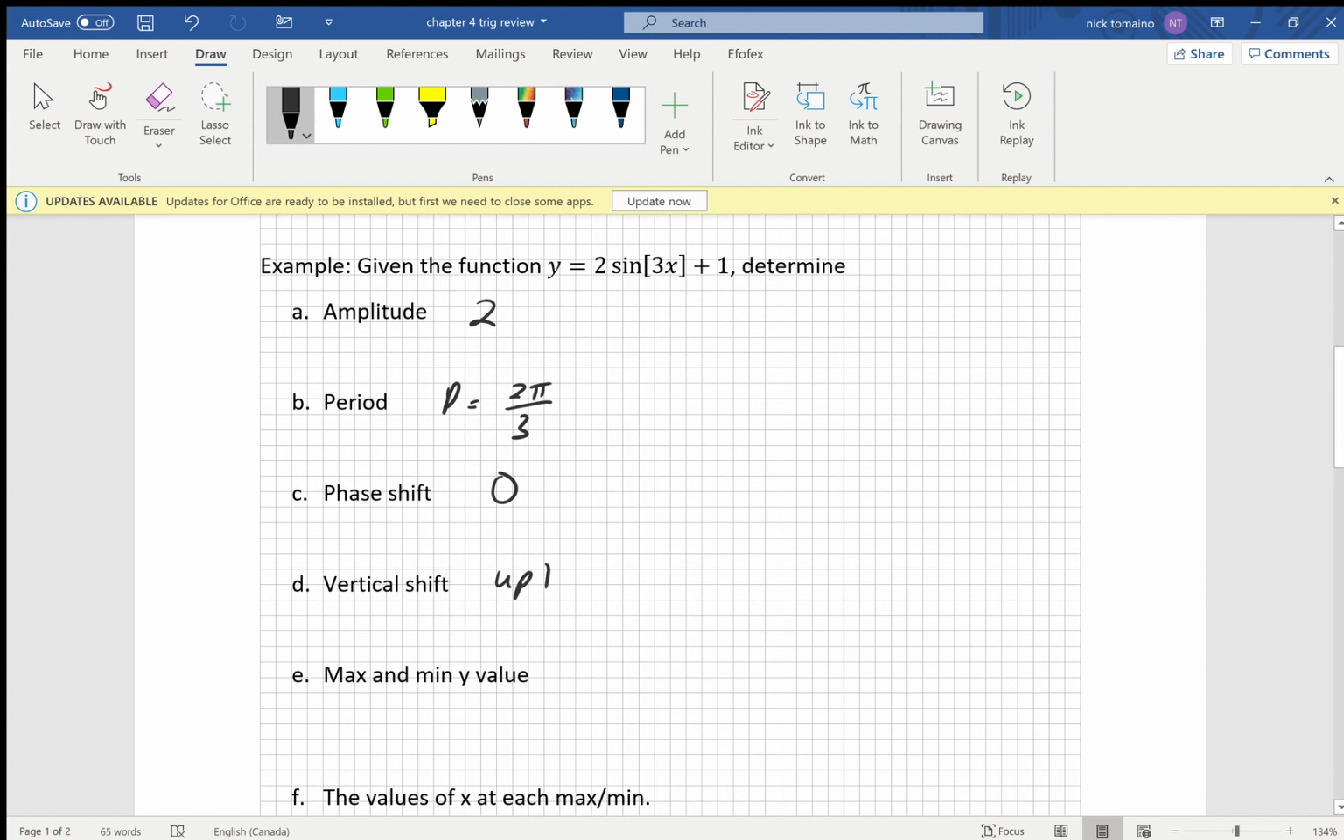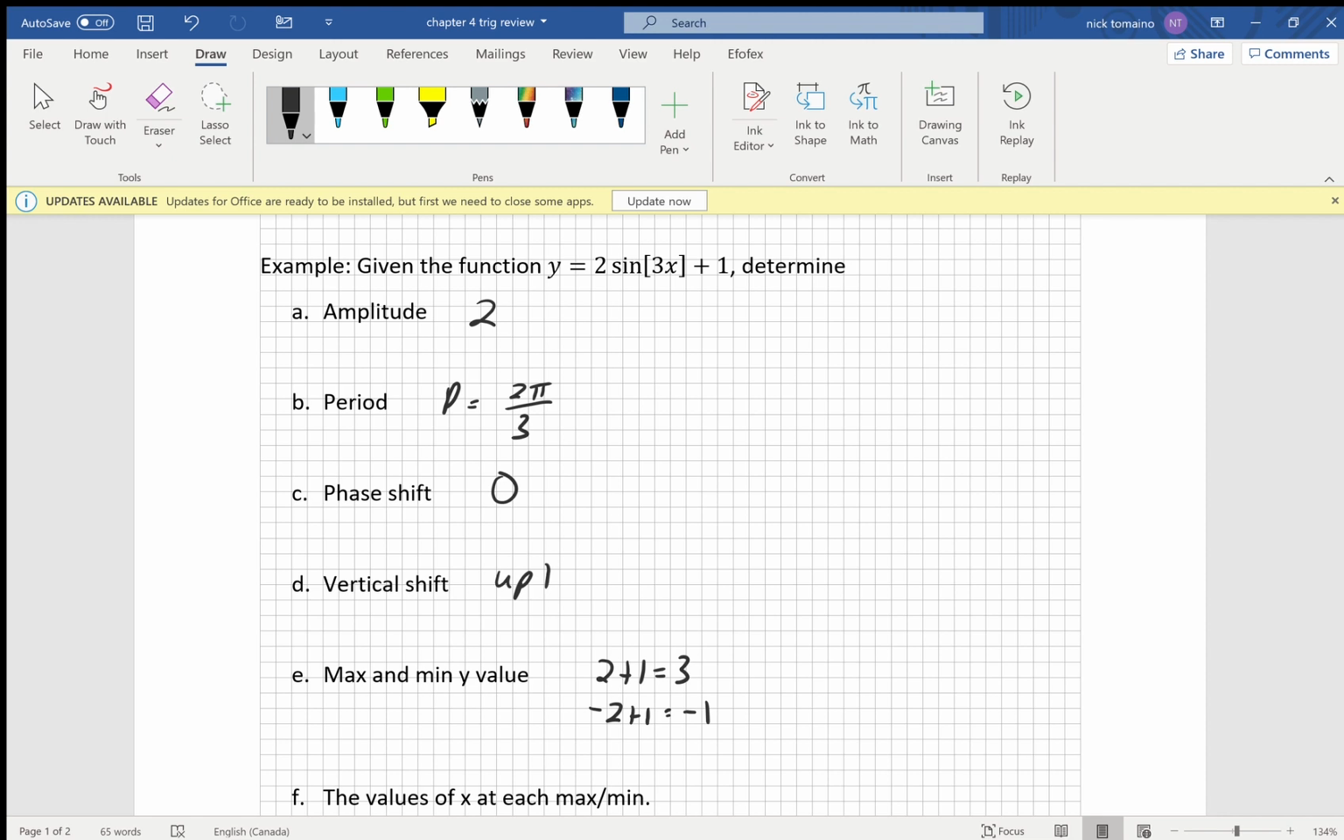So now we're looking at the max and min y values. If we just ignore the 1, the amplitude is 2, which means that the curve goes 2 above and 2 below the x-axis. So we're adding 1, we're shifting it up 1. So the new max is going to be at 2 plus 1, and then the new min is going to be at negative 2 plus 1, which is at negative 1.